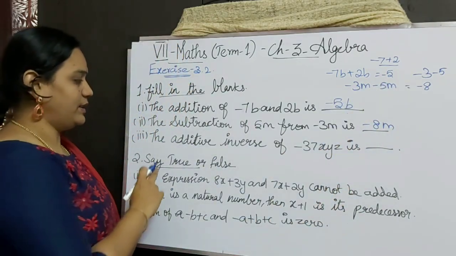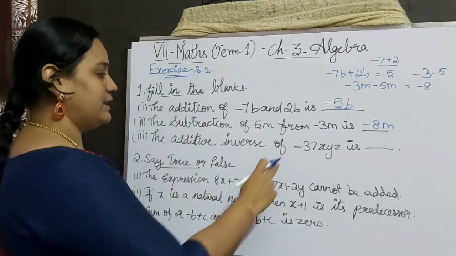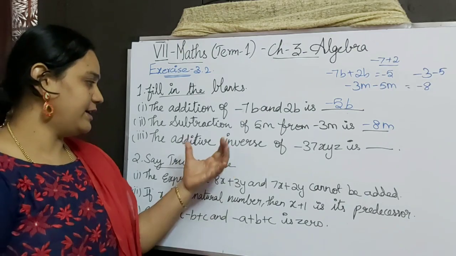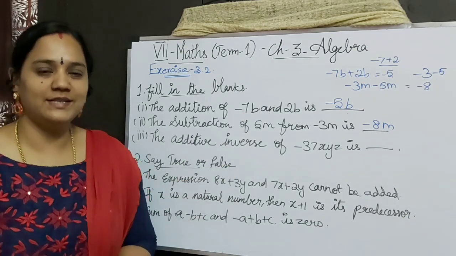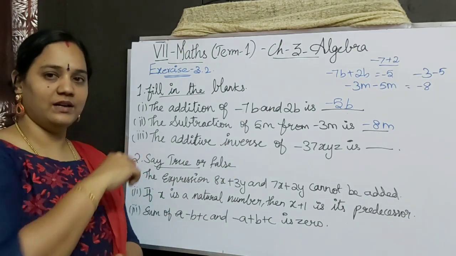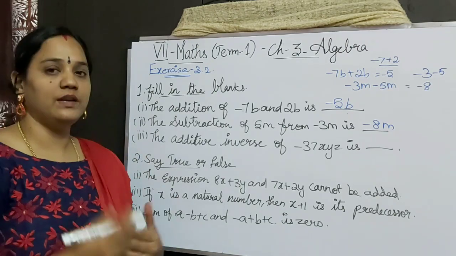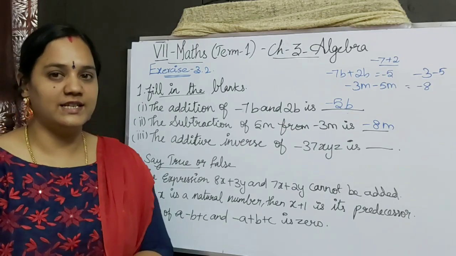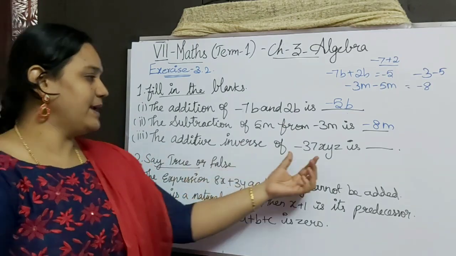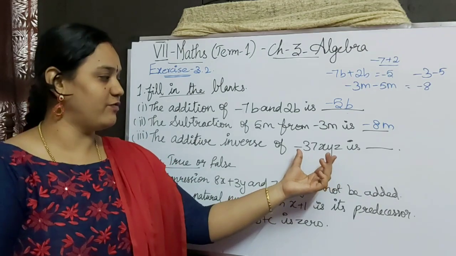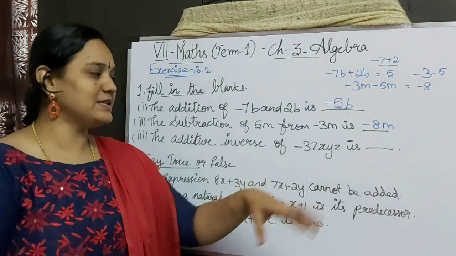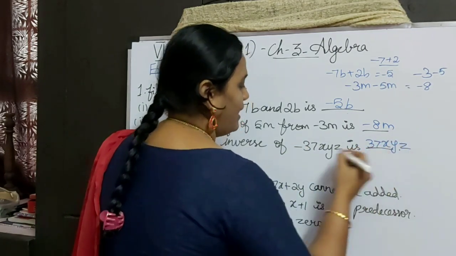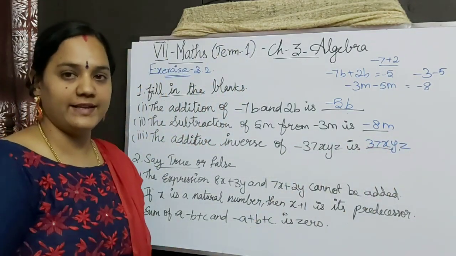Okay. So third one, the additive inverse of minus 37xyz. Already we learned this additive inverse in our number system. Very good. So in the number system we learned this as a property. So what is the inverse? Additive inverse of a is minus a. Likewise, we have to change the sign, I told you. So same thing, minus 37xyz. The additive inverse of minus 37xyz is plus 37xyz. So 37xyz is the additive inverse of minus 37xyz.